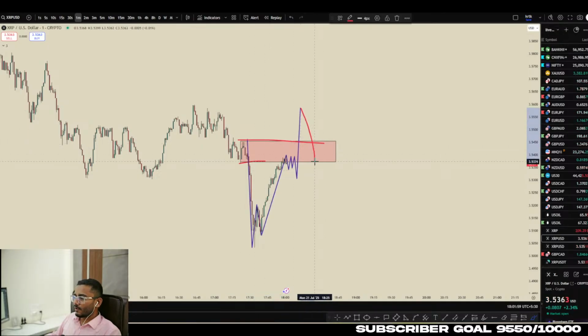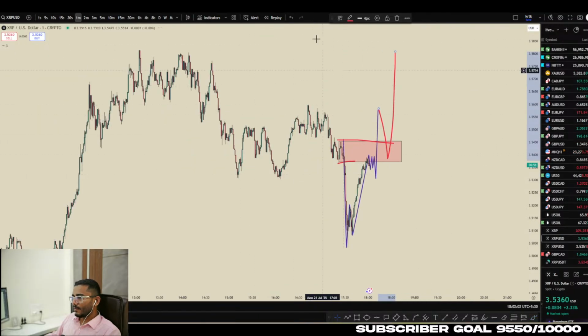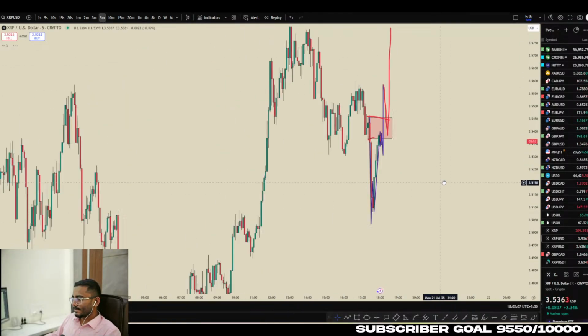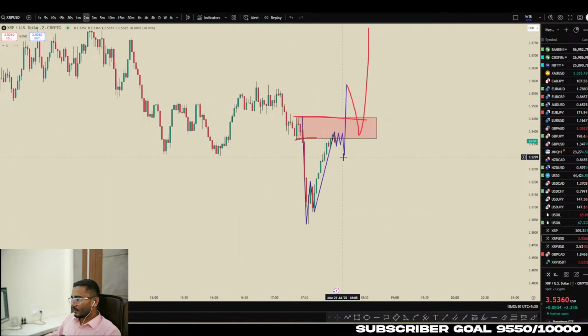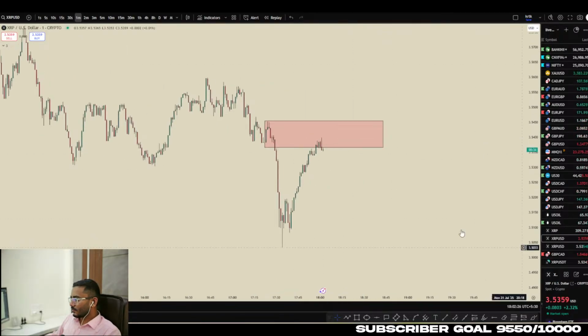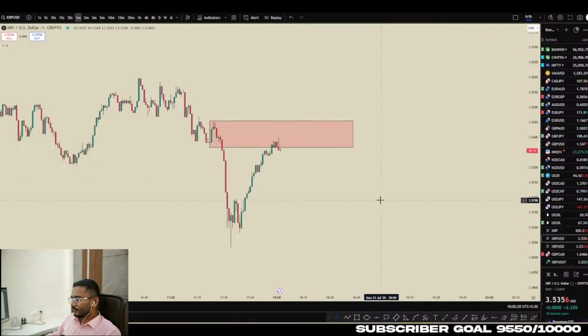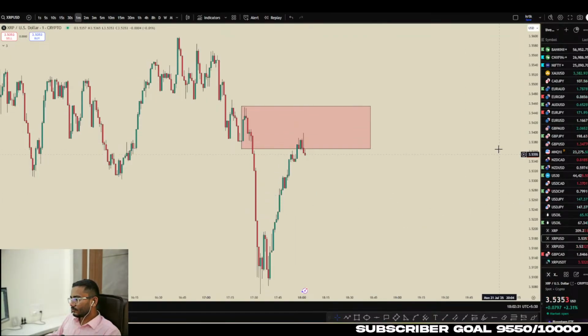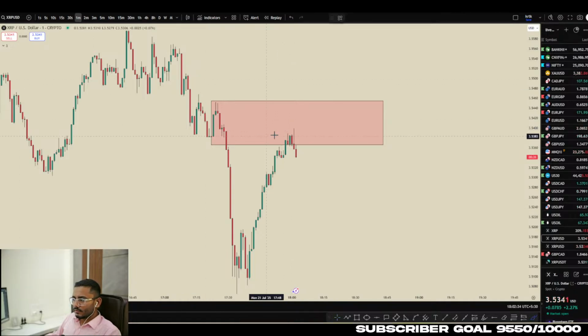So this is where we can look for our sell side entry and multiple entries to the upside. So this is just a probability. It's not like this will exactly happen like this. And this candle now swept previous low, so we can expect a good move to the downside.